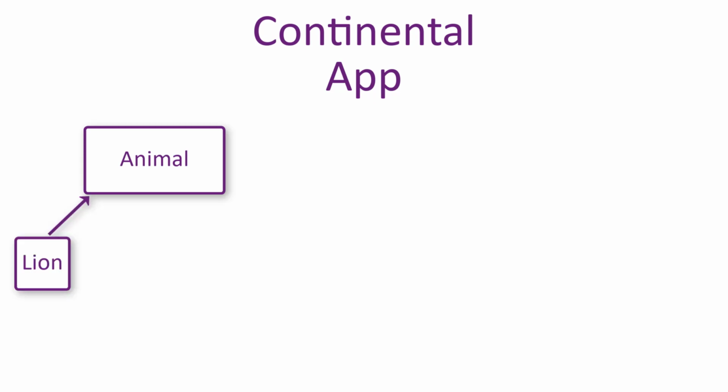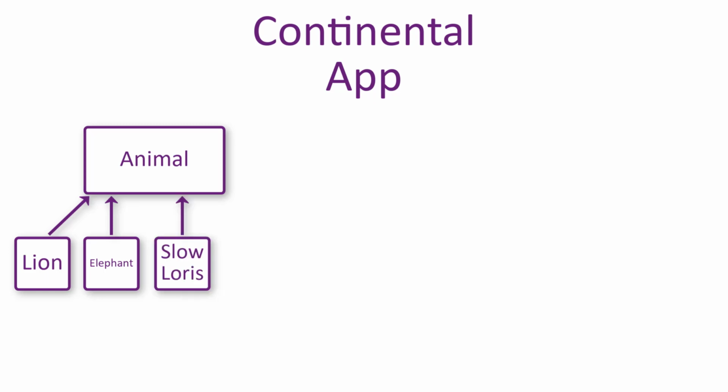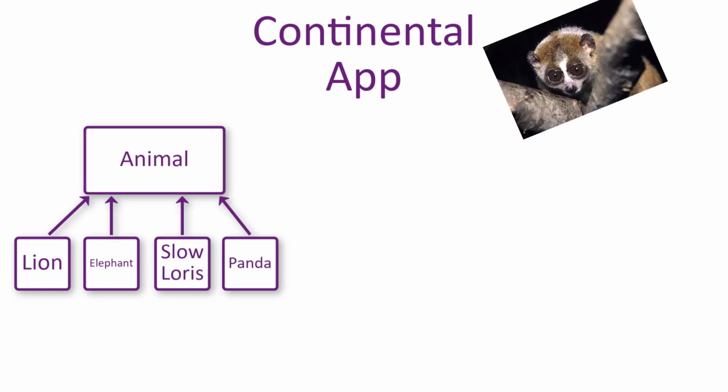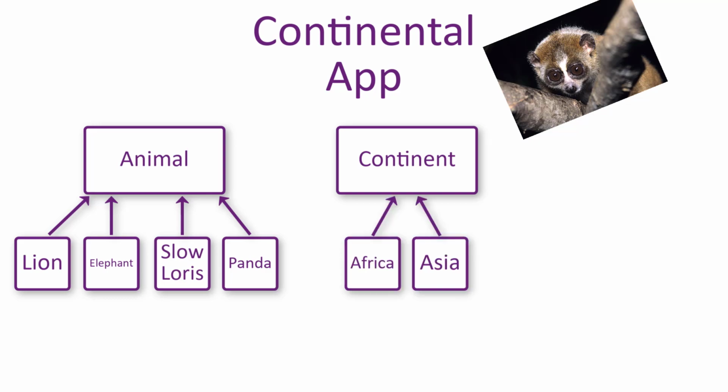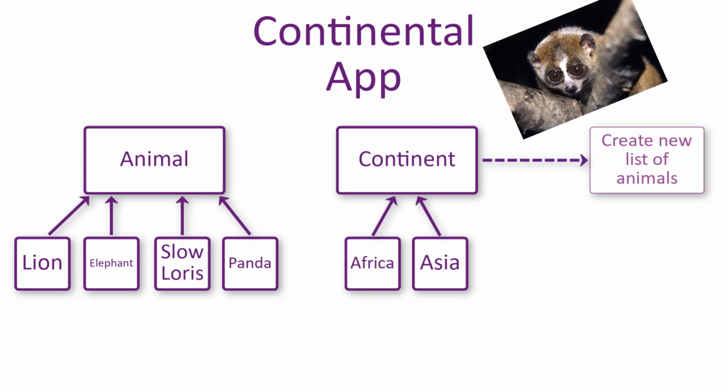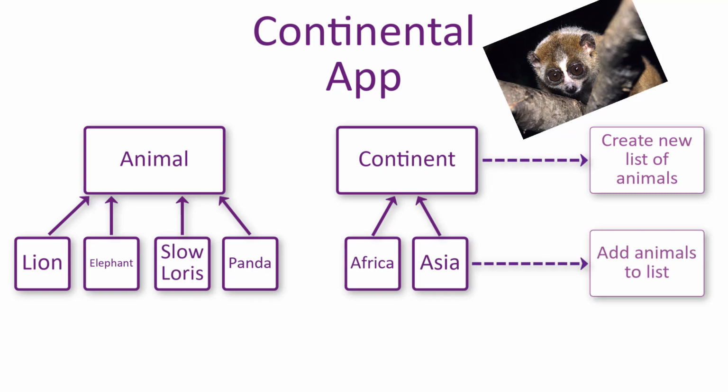We are going to create a continental app in this tutorial. This app consists of an abstract animal class which has 4 derived classes: lion, elephant, slow loris and panda. If you don't know what a slow loris is, it is this small animal with huge eyes, really cute. Also, we are going to create an abstract continent class which will have 2 derived classes, Africa and Asia. The continent class will be capable of creating a new list of animals, and the derived classes will allow us to add animals to the list.